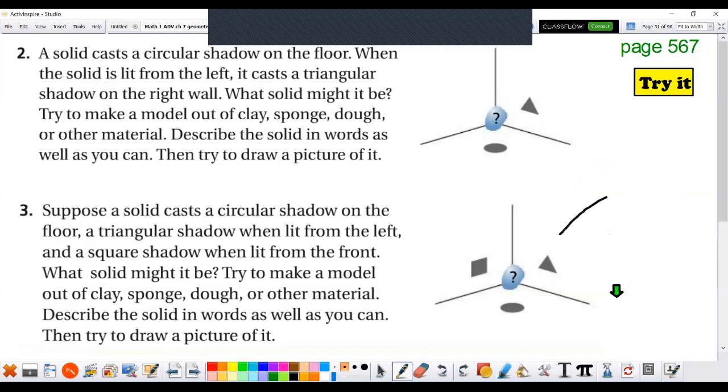And once again, the ultimate challenge. What the heck is this? Light coming from each direction. It's a circle. No, it's a triangle. No, from this way, it's a square. This item does exist. Okay, next page.